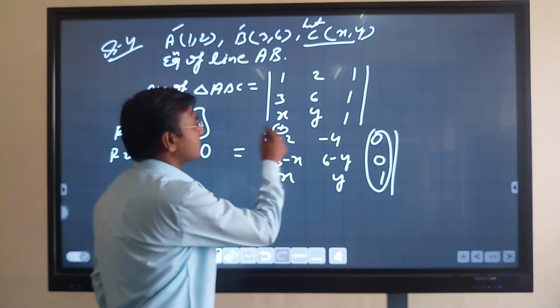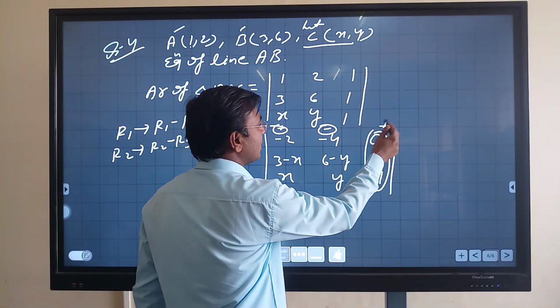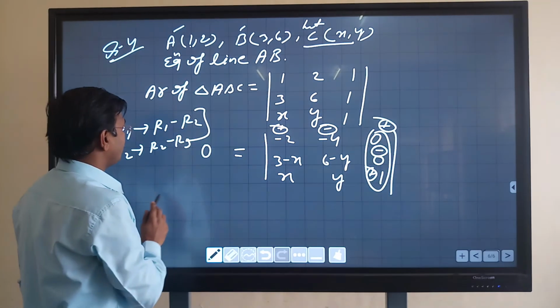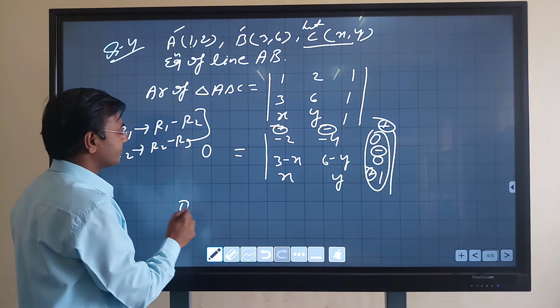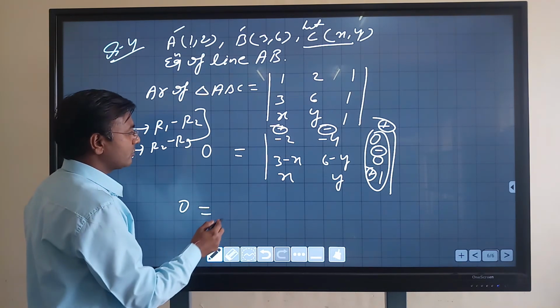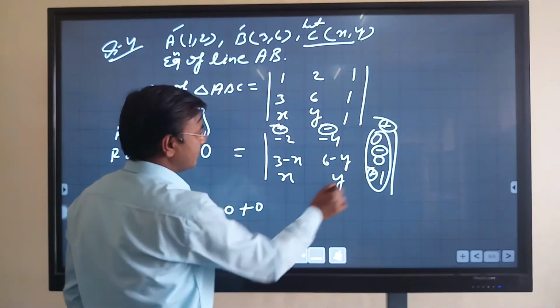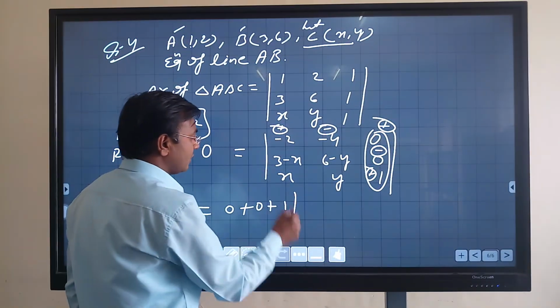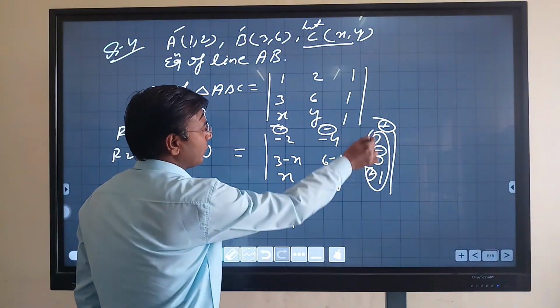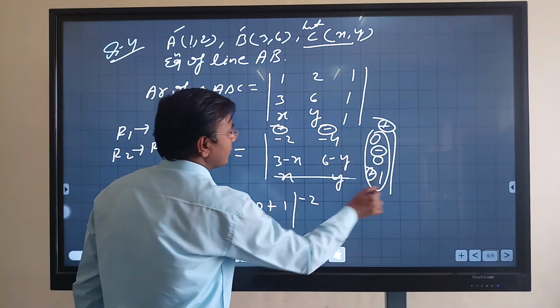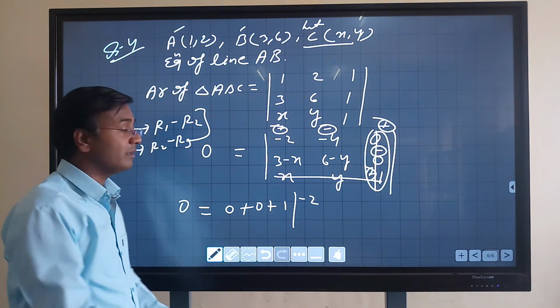Okay. So let us simplify: plus, minus, plus, then minus, plus. Right. So for 0, there is no need to expand. You can write 0 plus 0 directly. And for this, plus 1, and write the determinant with this row and column deleted. So minus 2, this one, okay. We can use the pencil, we can cross this.